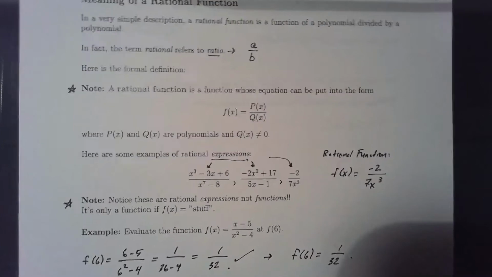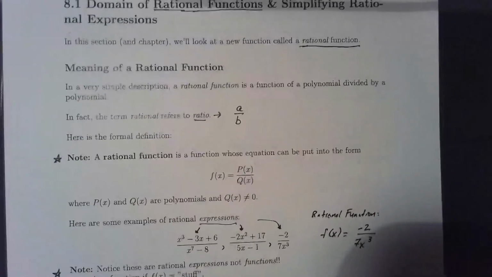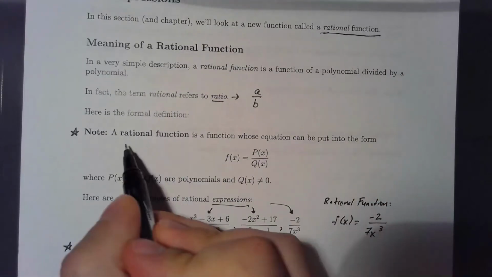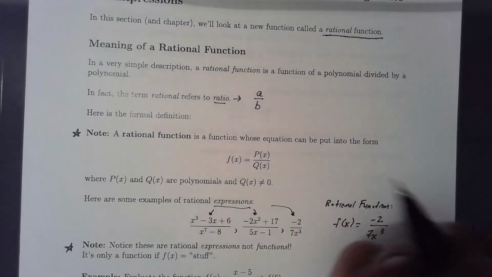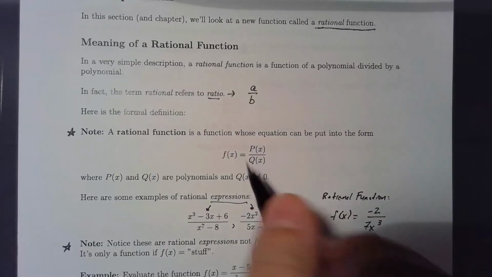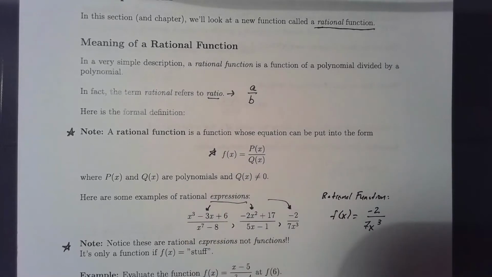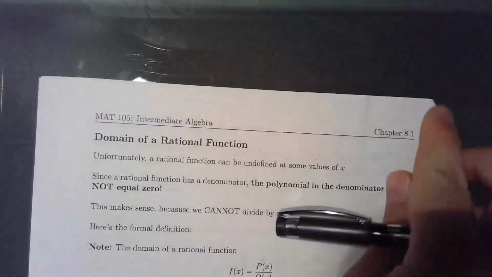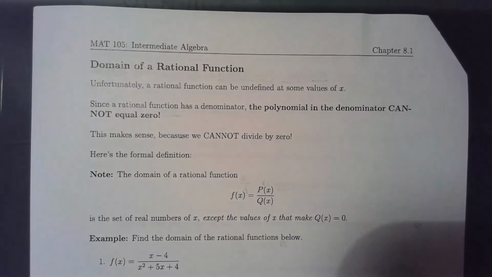So, yeah, that's what rational functions are. Rational means ratio, which means fraction. That's what it is. And a rational function takes this form. So, to go on to the next page, what we're going to do is look at the domain of a rational function.